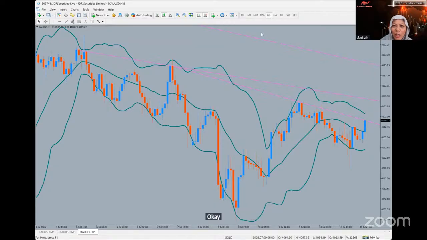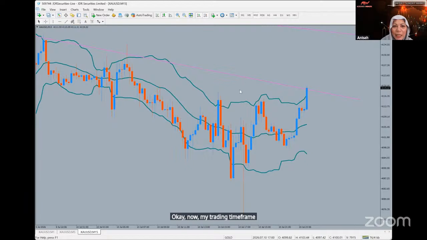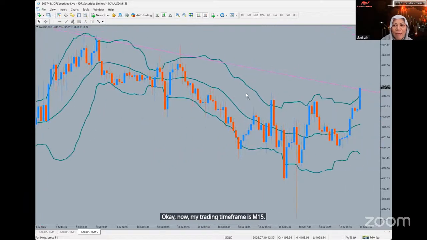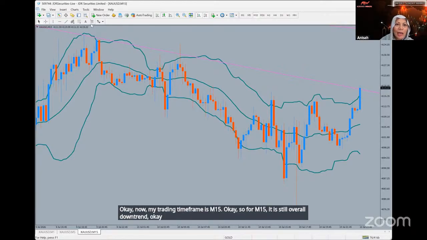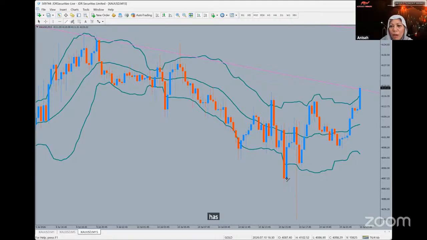Now my trading time frame is M15. For M15, it is still overall downtrend, but has a bit of uptrend here.